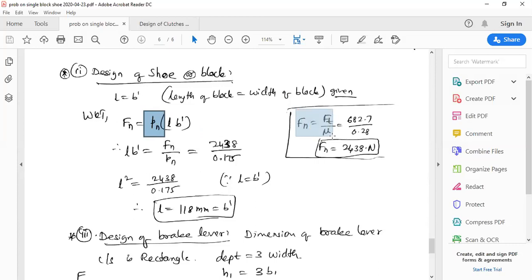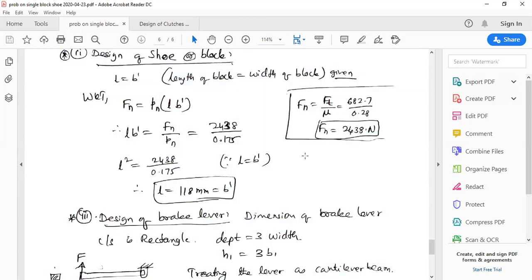But for the Fn value we can use this equation. By using this equation we can get the value of Fn, that is Ft by mu. Ft value is known and mu value is also known. So substitute Ft as 682.7 divided by mu 0.28. So this value is 2438 newtons.